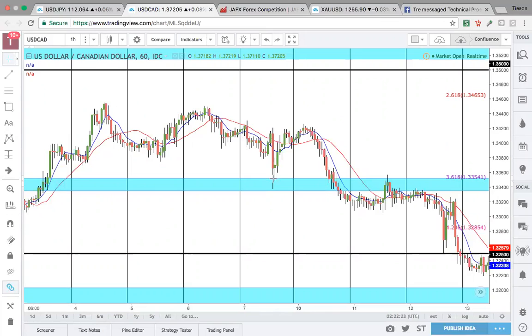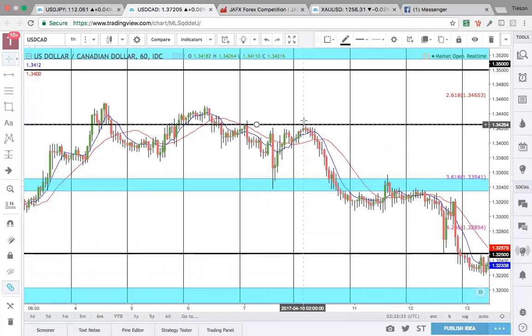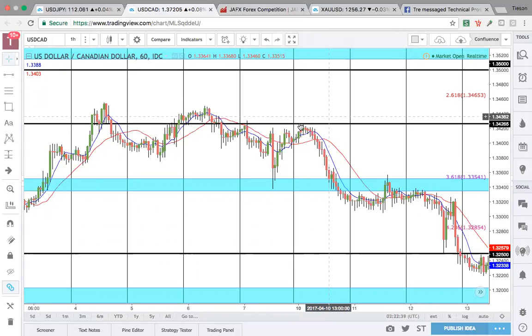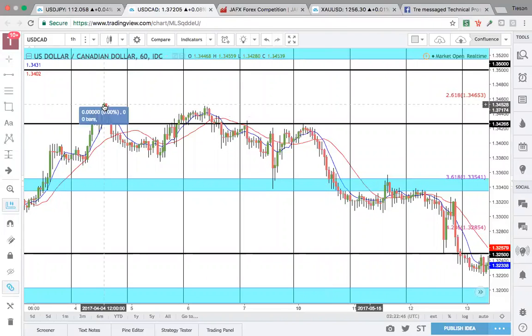Perfect bounce off of a zone, up again. This was prior resistance. Perfect entry. This was not a quarter point, this was just a resistance. So this right here, you could have caught. I'm going to give you a total number of pips.